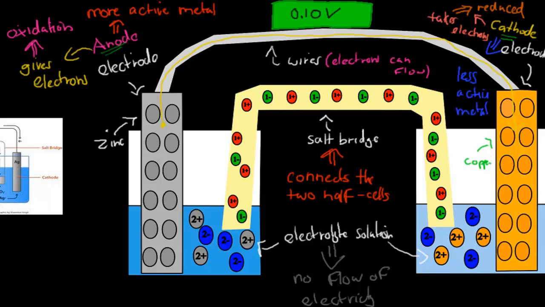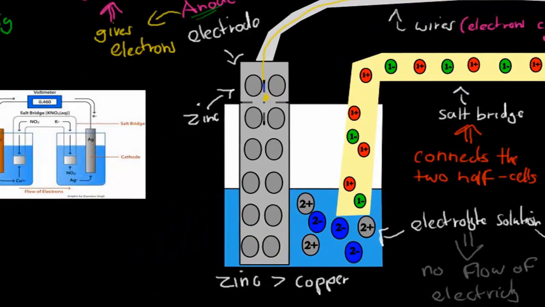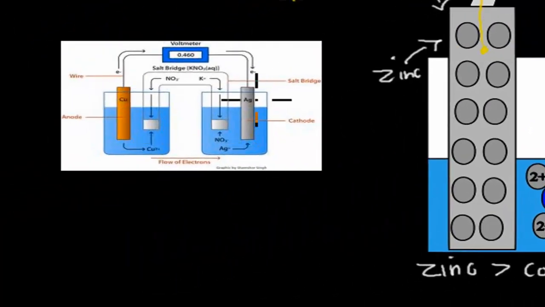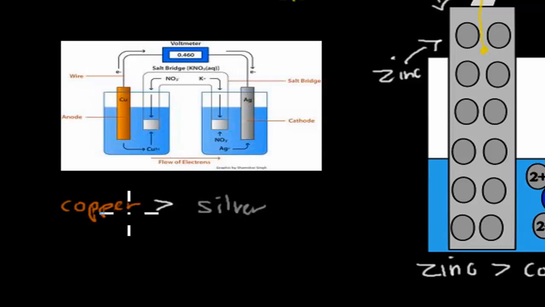So I'm going to write zinc more active than copper. Because the more active metal always has to be the anode, this makes sense. Zinc is the anode because zinc is more active. If you look at this picture, we actually have the reverse. In this case, we actually have copper, which is on this electrode, and we have silver, but the problem is copper is actually more active than silver. So what that means is you're not going to have your electrons go from silver to copper, you're going to go from copper to silver.